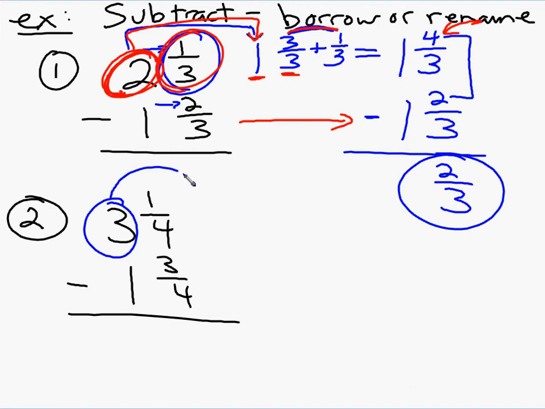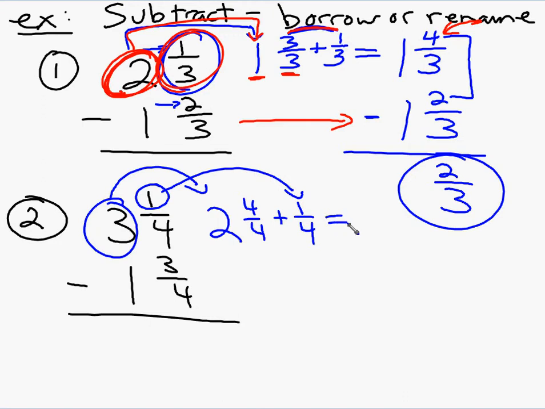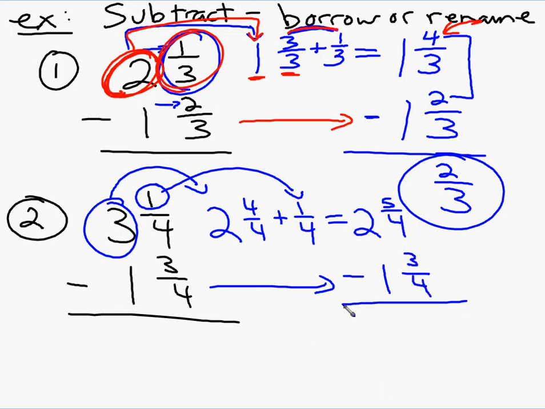3 is the same thing as 2 4/4. We've talked about that. But I already had 1/4, so I need to add that on to the 4/4 that I have. 4/4 plus 1/4 is 5/4. So now I have 2 5/4, and I'm going to bring over my 1 3/4 and subtract.